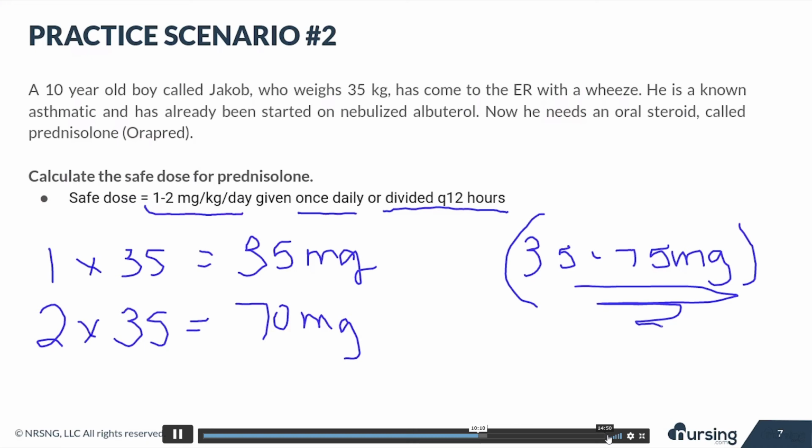If you're going to calculate how many he can have, if you're giving it BID, you would just divide the dose by 2, and that's going to give you your safe range for Jacob.